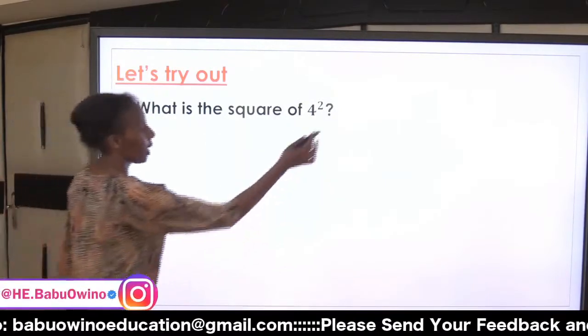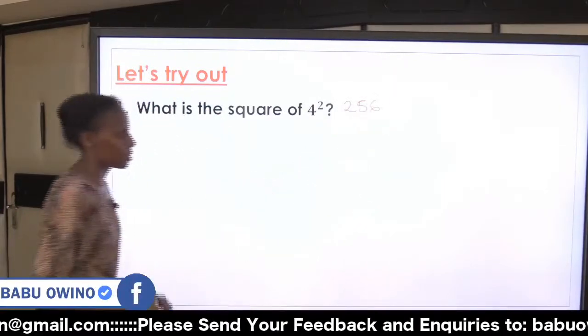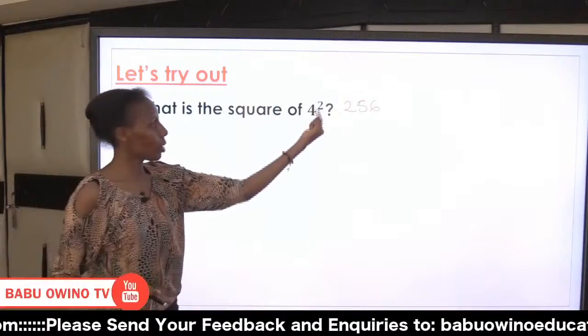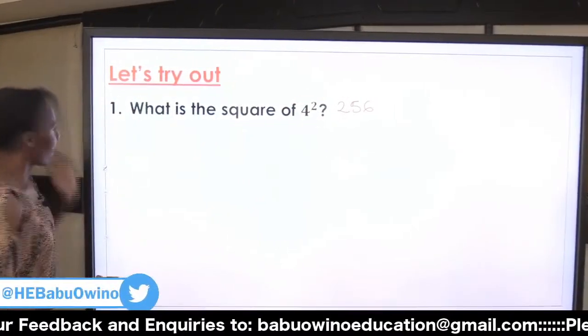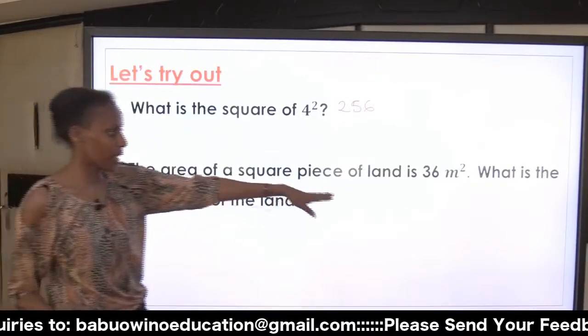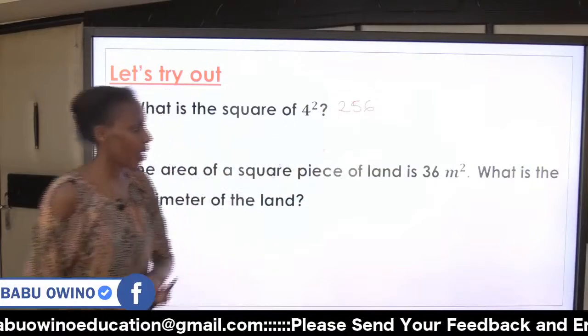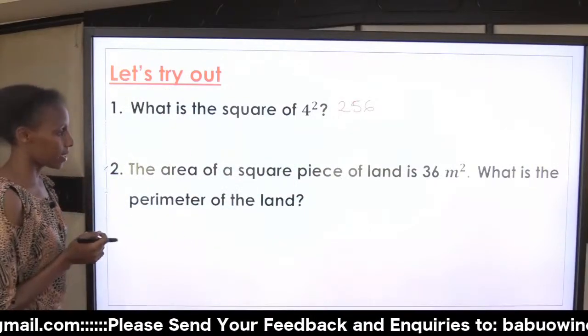So we can say our answer is 256. What have we done? We have first of all worked out this, and then we have squared it. Our next tryout: the area of a square piece of land is 36 square meters. What is the perimeter of that land?